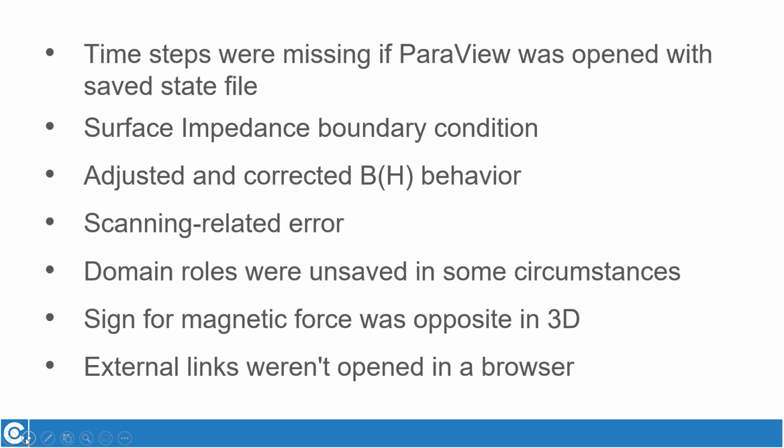and we also adjusted the working of the BH curve, as the results it produced in the previous version were a little off. We also corrected the functionality of scanning, resolved a problem with the newly introduced domain roles not being saved correctly, adjusted the magnetic force value calculation when using 3D, and also fixed the external links in CENOS which previously weren't opened in a browser.